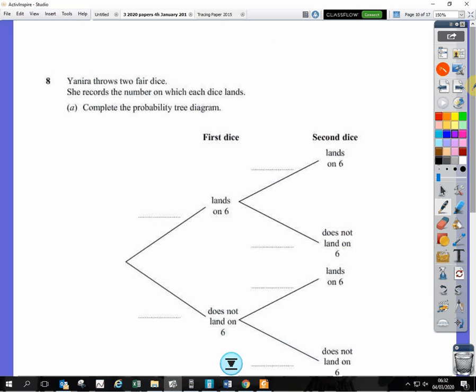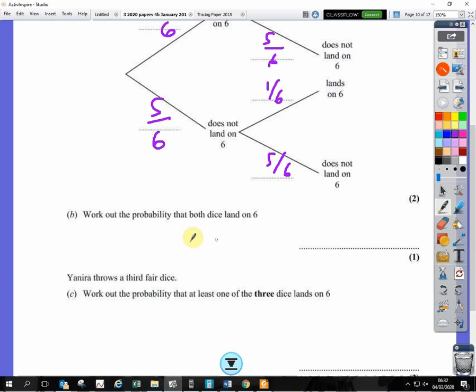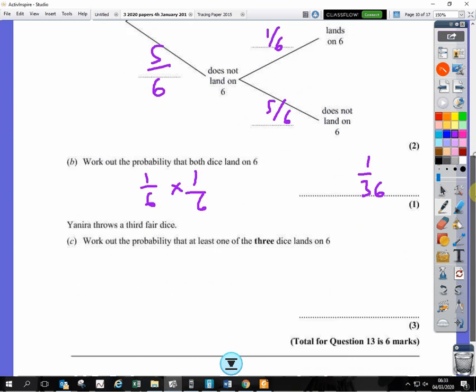Next, so tree diagram. So, lands on a 6, 1 out of 6, the rest must be 5 over 6. And it's always going to be like this. Work out the probability that both dice land on a 6. So that's going to be 1 over 6 times 1 over 6, which is 1 over 36. I would not change it to a decimal.